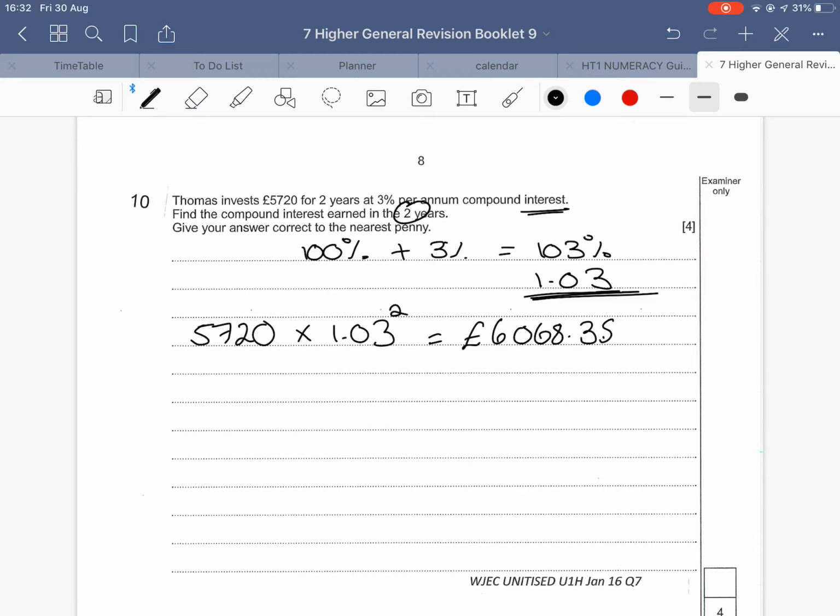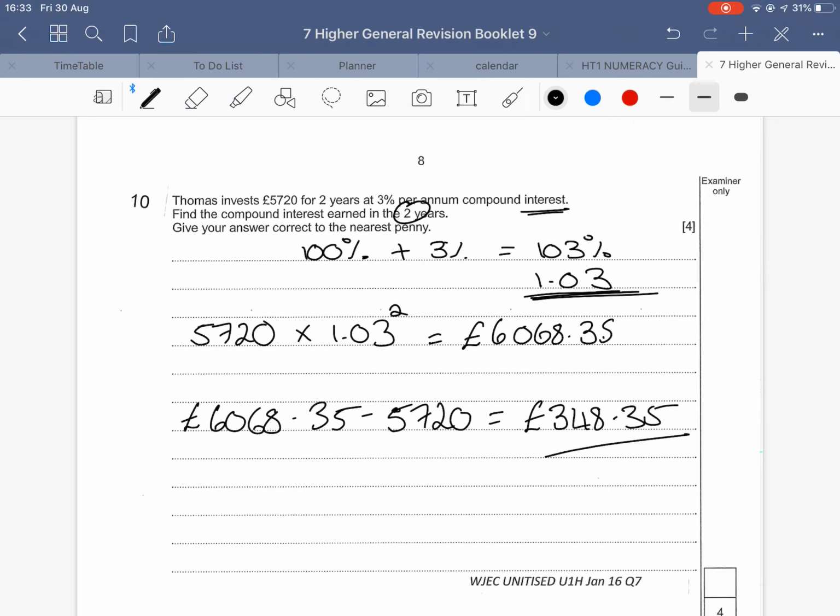Find the compound interest earned. So do check your questions with these, because sometimes they just want to know how much they have at the end of the 2 years. Sometimes they want to know how much interest they've earned. So to find out how much interest they've earned, we just take our answer and take away our original, 5,720, which leaves us with £348.35.